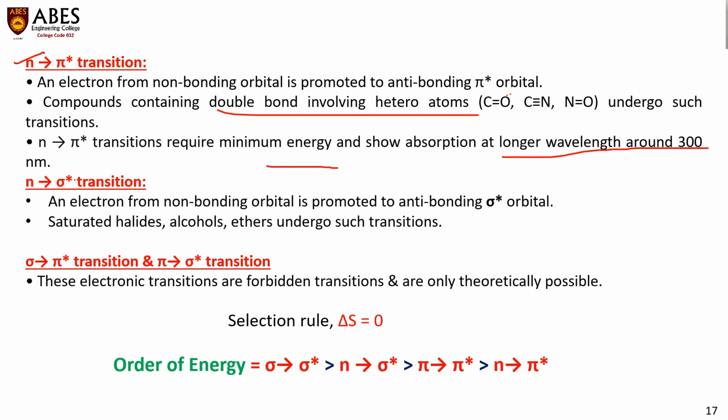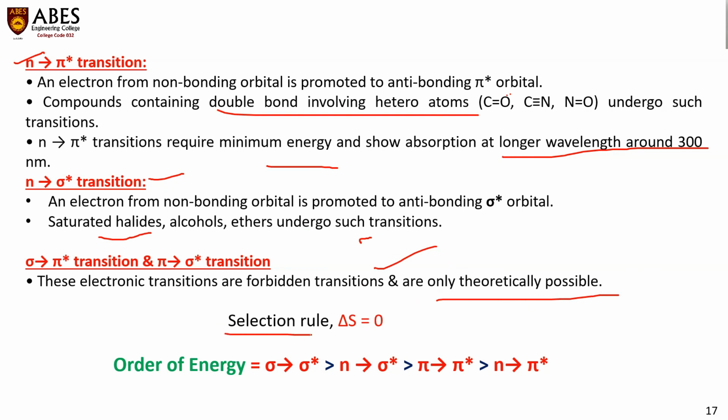Non-bonding to sigma star transition. This type of transition is generally observed in saturated halides because they have non-bonding electrons and sigma electrons. An electron from a non-bonding orbital is promoted to the anti-bonding sigma star orbital. Sigma to pi star transition and pi to sigma star transition are forbidden transitions because they do not follow the selection rule. They are theoretically possible, practically they are not possible.